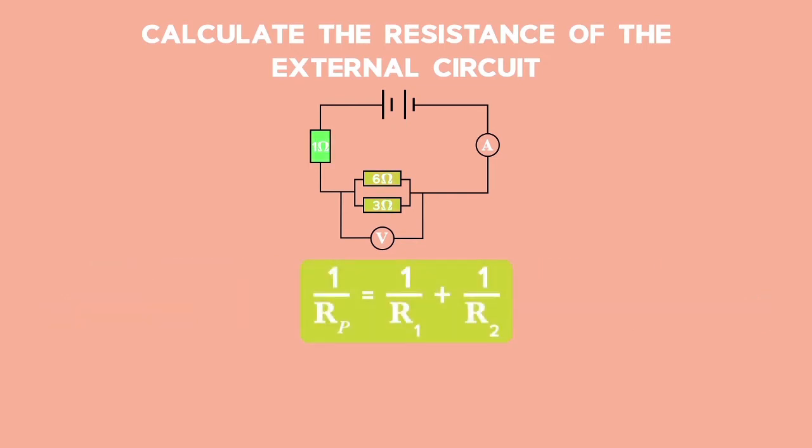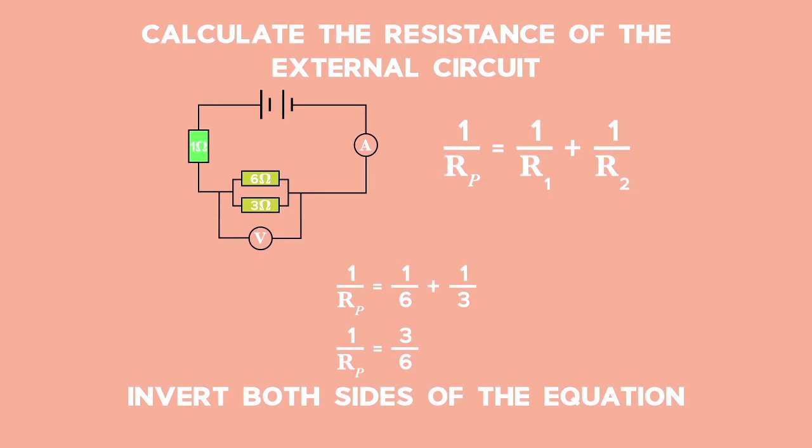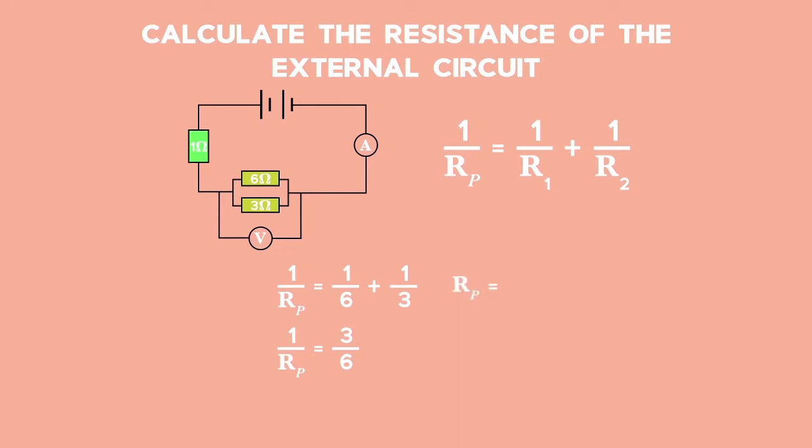Using the equation for parallel resistors, we substitute in the values, so 1 over 6 plus 1 over 3 is equal to 3 over 6. Remember to invert both sides of the equation. Therefore, the parallel resistance is equal to 2 ohms. Now we add the parallel resistance to the series resistance, and so 2 plus 1 is equal to 3 ohms total for the entire circuit.